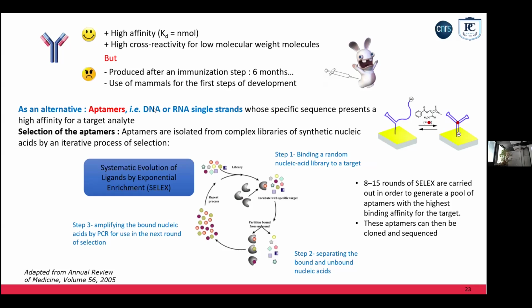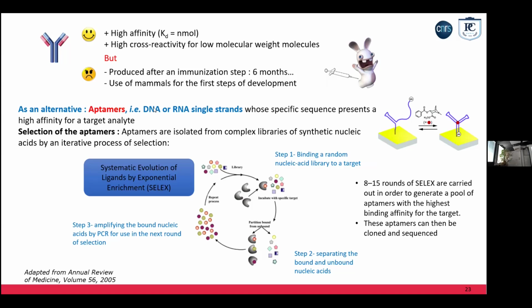Produce the sequence by PCR, and you do it again, but by changing the conditions in order to change the pH, the ionic strength, and so on. And then at the end of several cycles, you will only have on your target the DNA sequences that have a very, very high peak. But it is not what I'm doing.